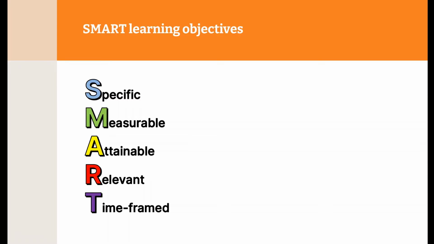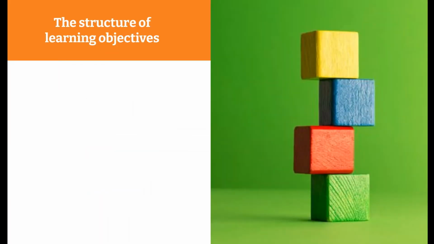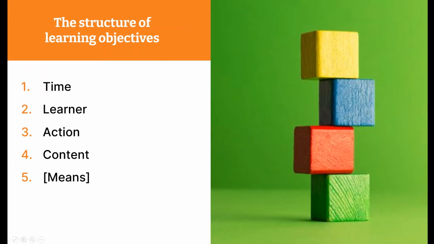Don't forget to refer to the SMART acronym when you write a learning objective to ensure that it is properly defined. A good suggestion to respect the SMART criterion is always to write learning objectives based on their proper logical structure. That is, a good learning objective should always include the following parameters: the time, the learner, the action, the content, and optionally a mean. Let's review them together.